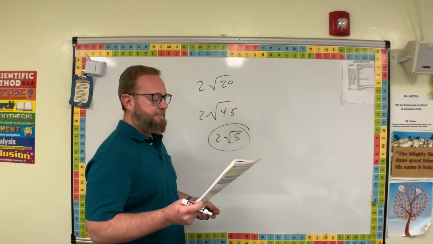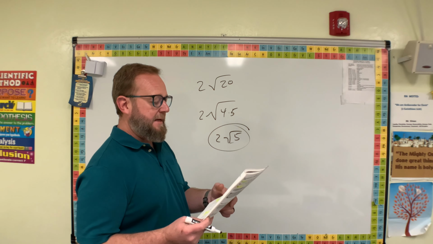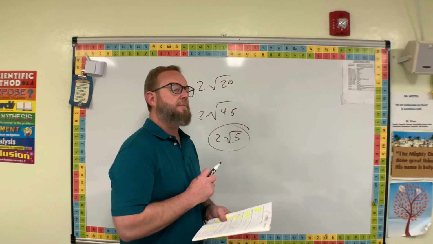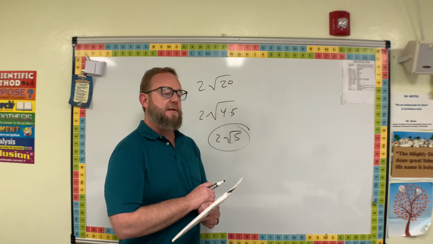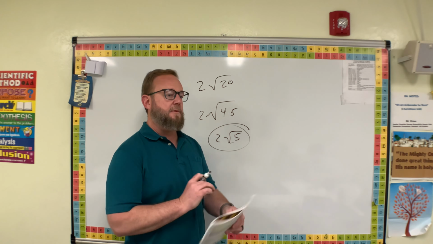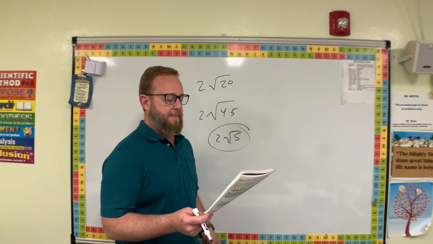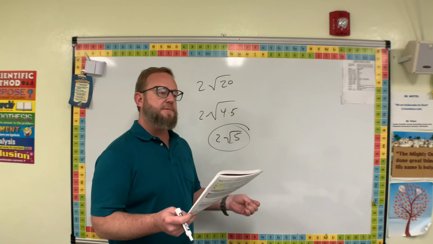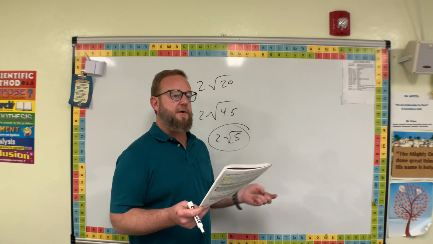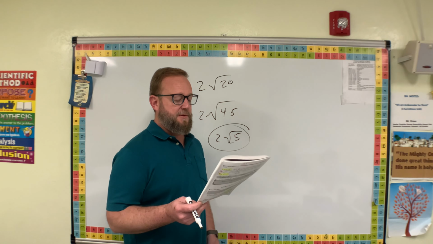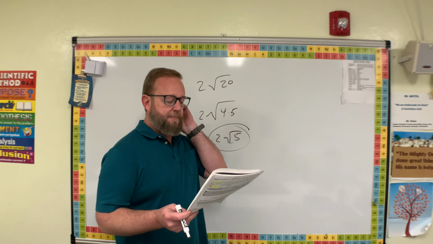All right, how about number 10? Square root of 98. What are the factors of that? Any factors there? Yes. Yep, so we know that that's 2 times 49. 49 is square rootable, and so we can deal with that, deal with 18 as well.